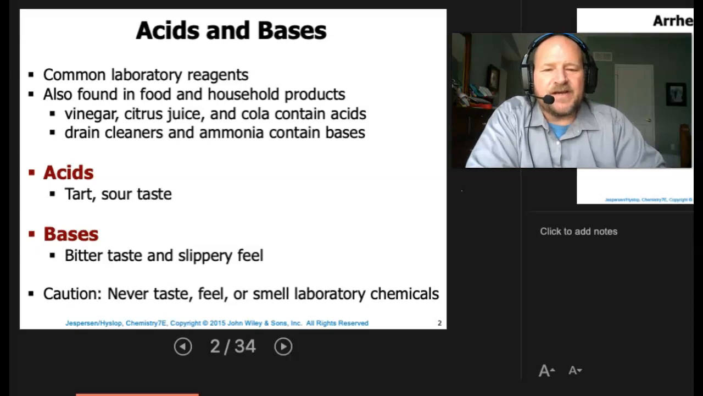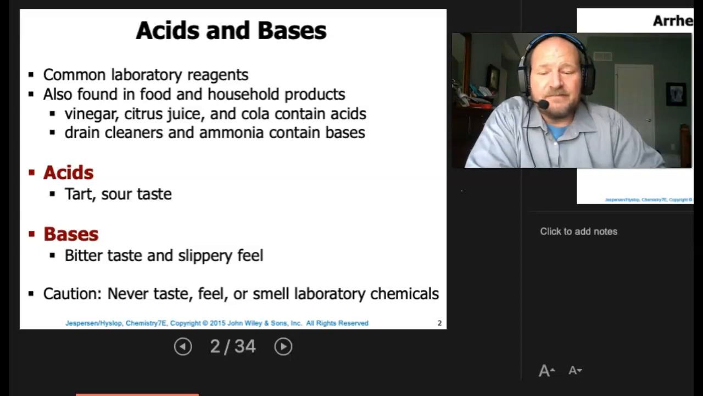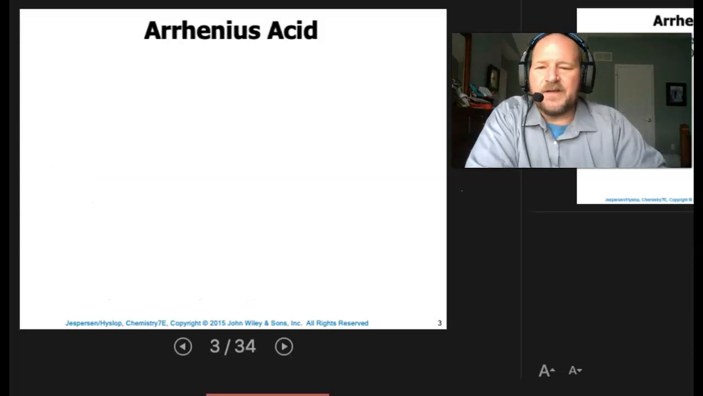So soap is a common base. So that should hopefully give you an idea. Saponification is making soap. So caution, never taste, feel, or smell laboratory chemicals. You'll just have to take our word for it there. And maybe, as I gave you some ideas here, soaps are typically basic. They'll be pH balanced. We'll learn what that means here in a bit.